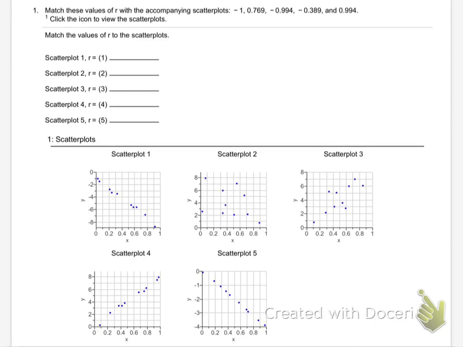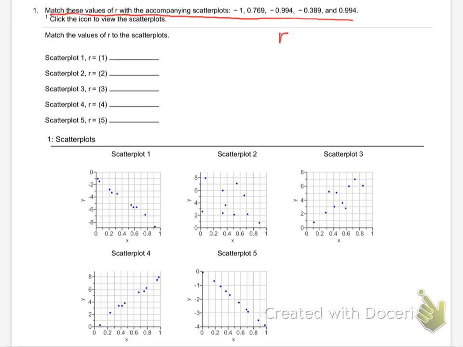Okay, so here we are on quiz number 10. It says match these values of R with accompanying scatter plots. Okay, so remember what an R value means on a scatter plot.